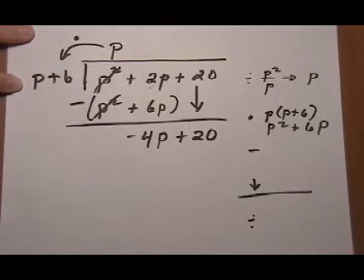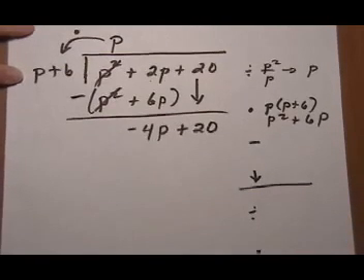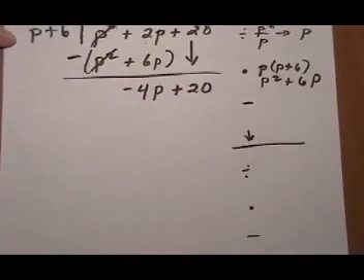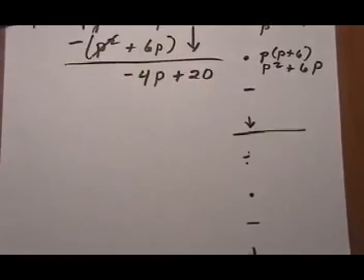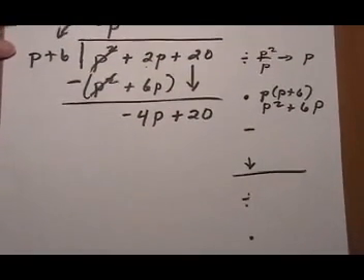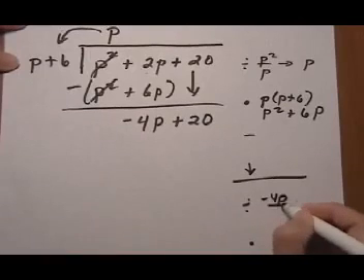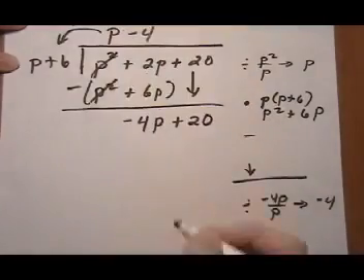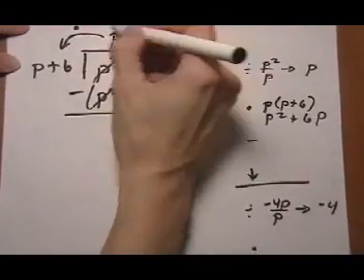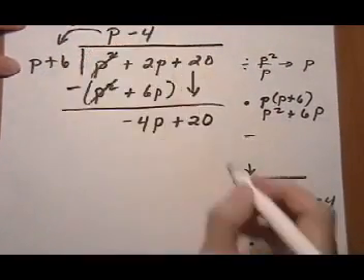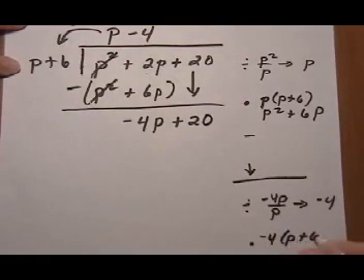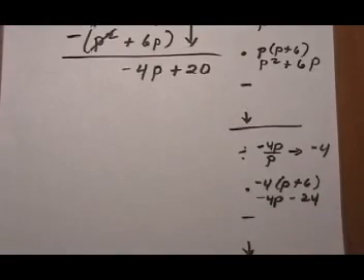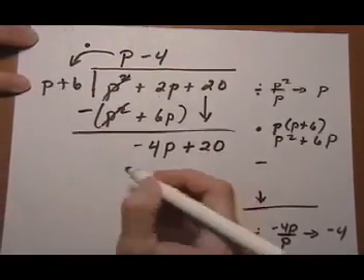Divide, multiply, subtract, bring down. Minus 4p divided by p. First term by first term again. Minus 4p over p will leave us with minus 4. So we take that minus 4, put it on top. And then we take the minus 4 and multiply it times p plus 6. So minus 4 times p plus 6 is minus 4p take away 24. We're going to take that result and subtract it right here.